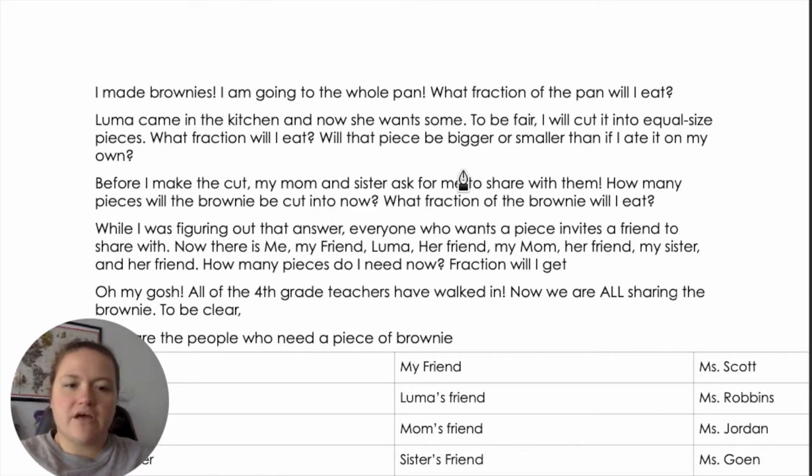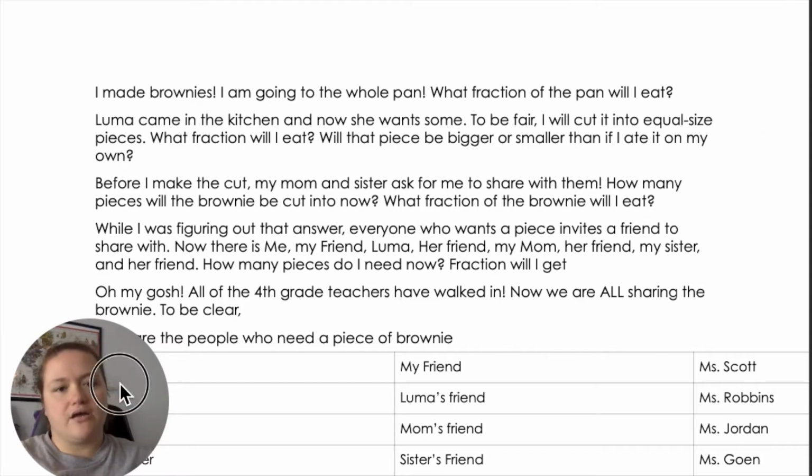Before I make the cut, my mom and my sister ask for me to share with them. How many pieces will the brownie be cut into now? What fraction of the brownie will I eat? While I was figuring out that answer, everyone who wants a piece invites a friend to share with. Now there is me, my friend, Luma, her friend, my mom, her friend, and my sister and her friend too. How many pieces will I need now? What fraction will I get?